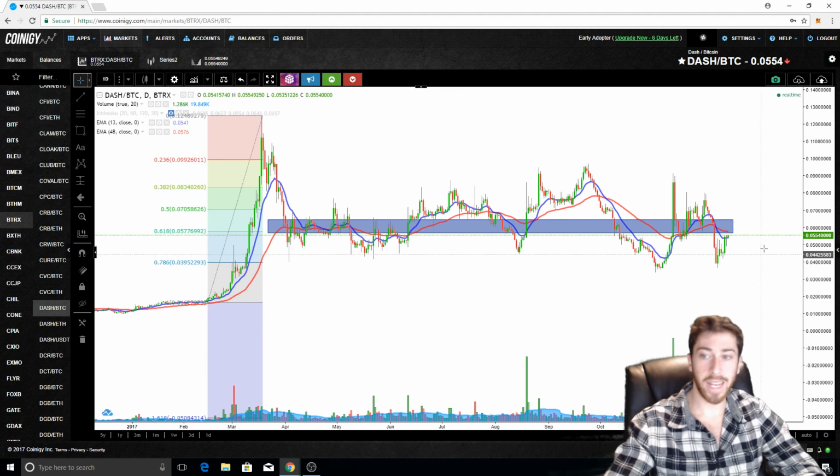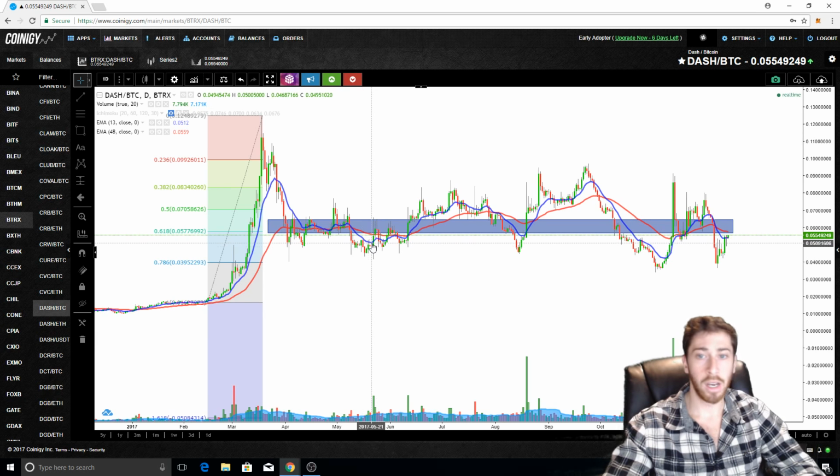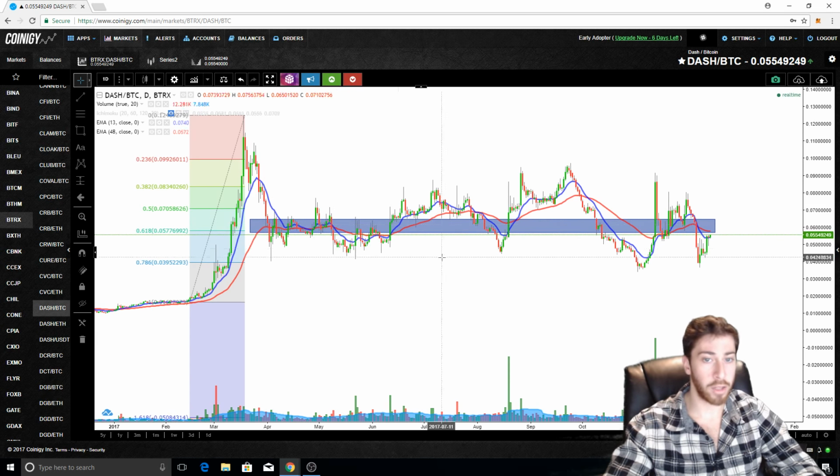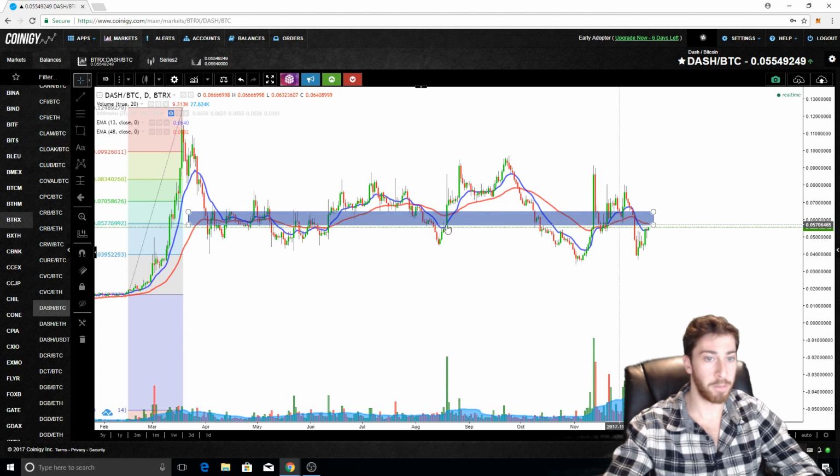So if you're looking at it, anytime it falls below the 0.618 level, that's when you're going to look to pick it up a little bit. That's when you're going to want to keep building your bag of Dash. Could break out at any time, but the longer it consolidates in this area, the bigger the breakout will be after it.